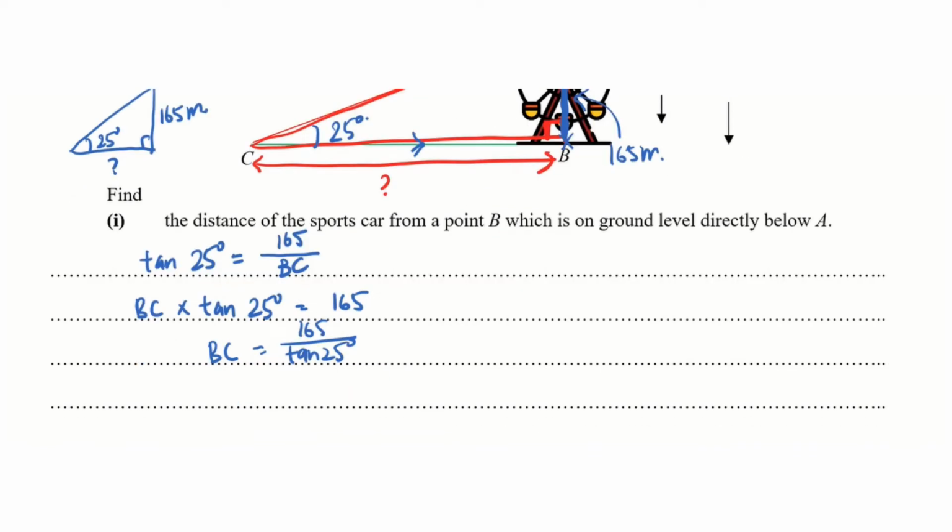Alright, putting that into the calculator, we will get 353.84 meters. Truncated to 5SF, so the final answer will be 354 meters to 3SF. Right, so that will be the answer for part 1. Okay, moving on to part 2.